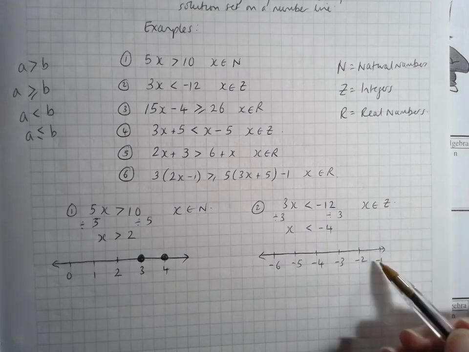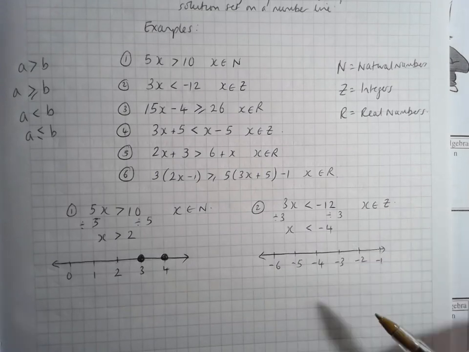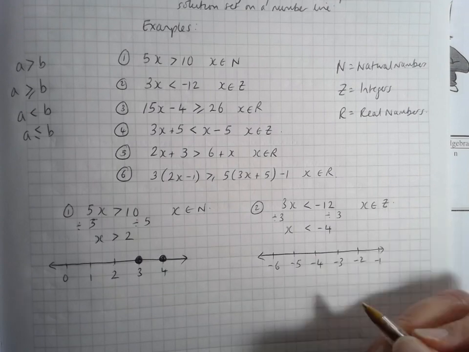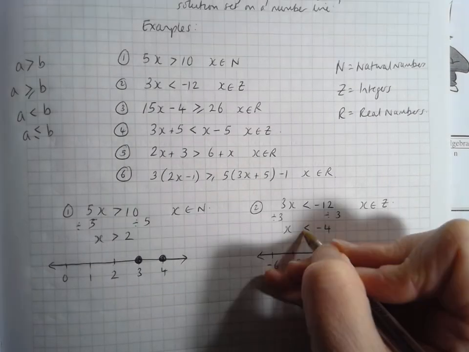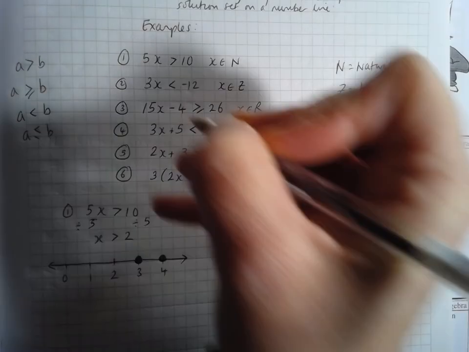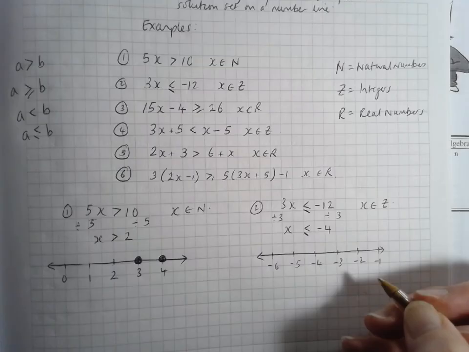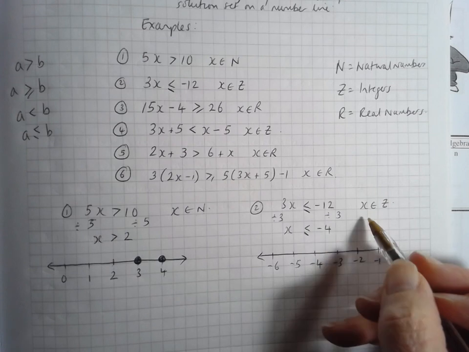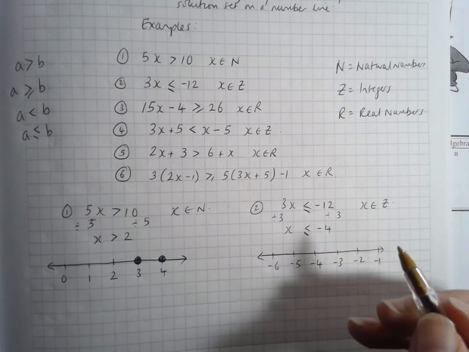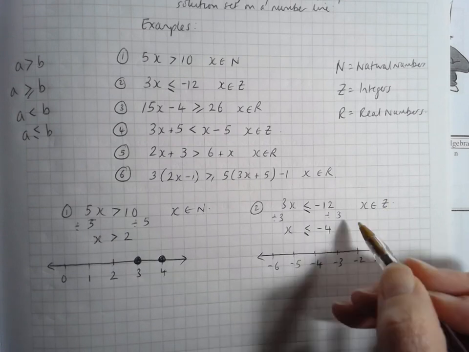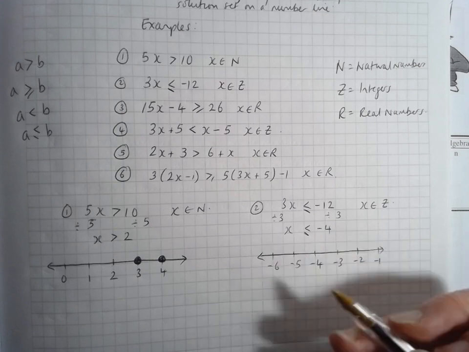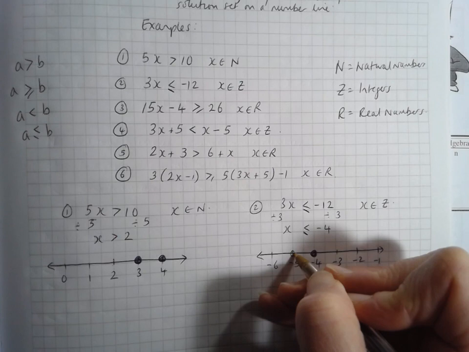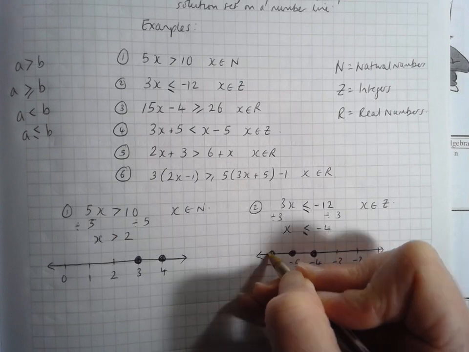x is less than minus 4, x is an element of Z. Actually, let's make this x is less than or equal to minus 4. Okay, so let's see, x is less than or equal to minus 4, x is an element of Z. So it's going to be whole numbers plus and minus that are less than or equal to minus 4. So minus 4 is included in that, minus 5 is included in that, and minus 6 is included in that. Minus 3 isn't because it's greater than minus 4.